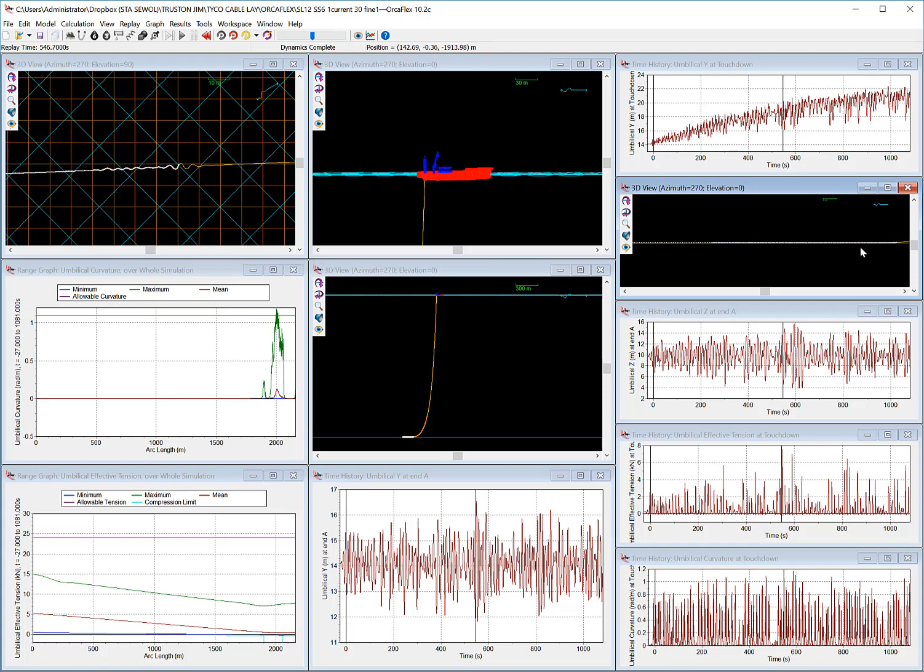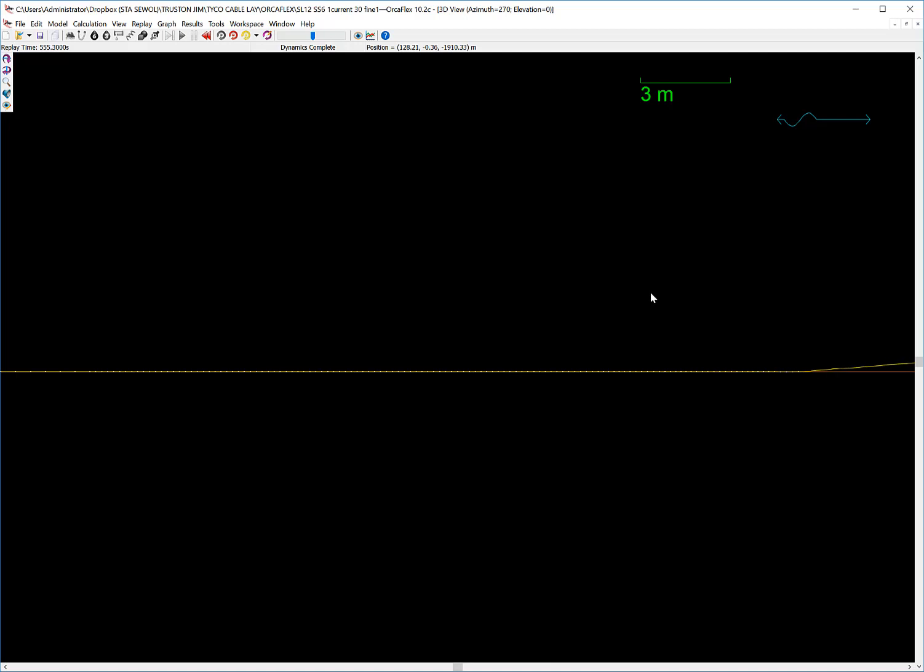This is a closer view of the system in side view, which I could make full screen, and we see the system all on seabed in this short section here. This is only 3 meters scale, and shortly we'll see it pick up from this end as the vessel above is heaving upwards, and then it'll be set back down.